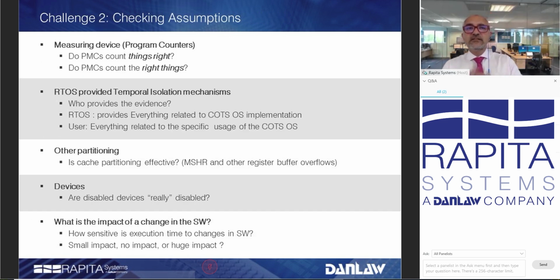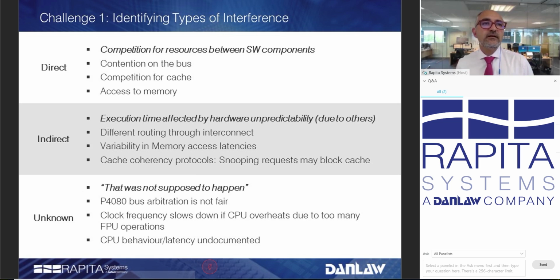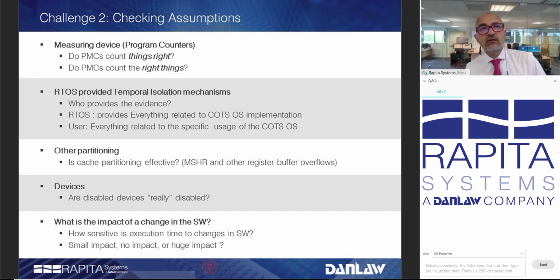So first, as I mentioned before, the first challenge is identifying the interfering channel. So what can go wrong? The second is making sure that the assumptions which are fundamental for your safety argument are correct. Typical argument is, well, I'm going to write my piece of software, and I'm going to use the performance counters on the processor to identify and quantify how many memory accesses it does and how many of those happen to be cache misses.